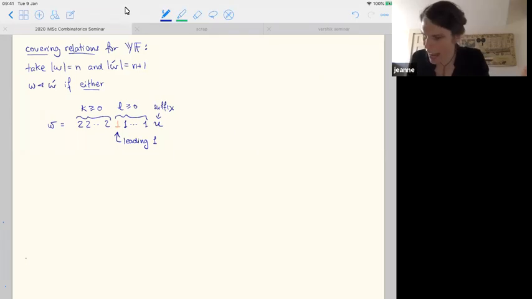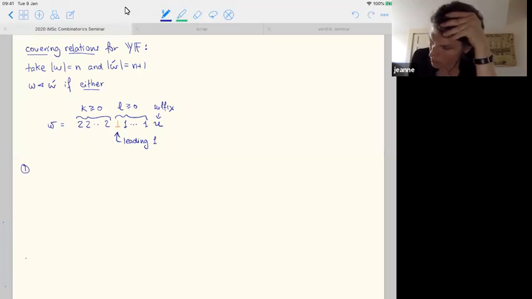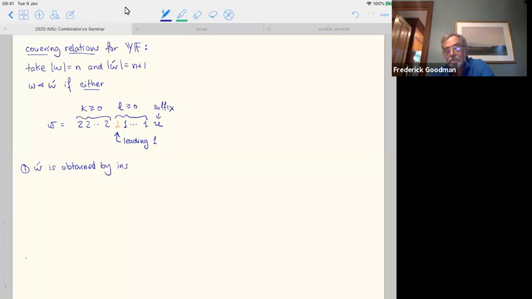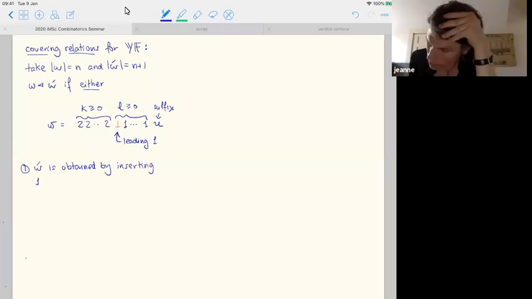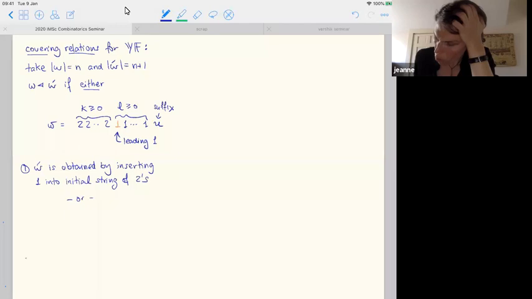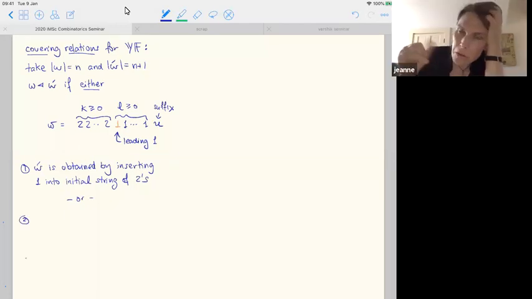And so given this parsing of W, there are two types of things we can do. We can either scan this initial string of twos and insert a one into the initial string of twos, or we can take this leading one, if it exists, and replace it by a two.